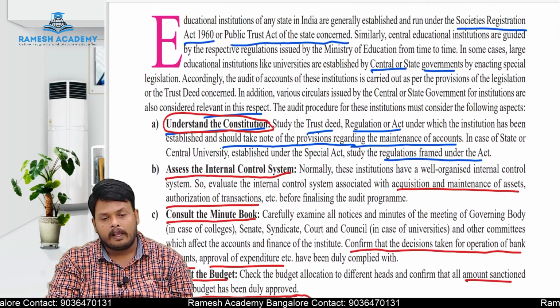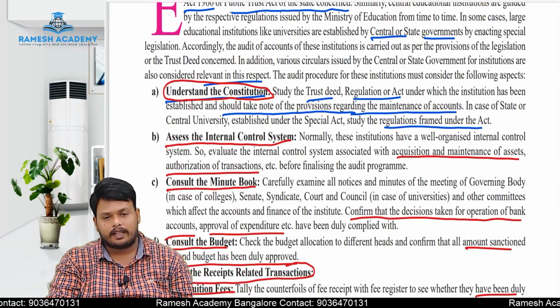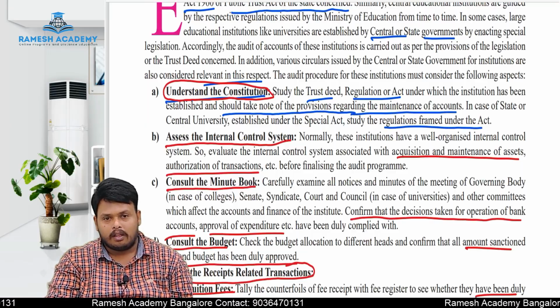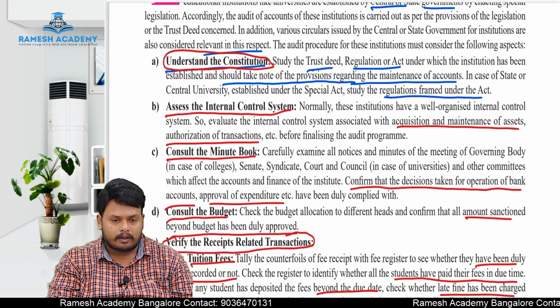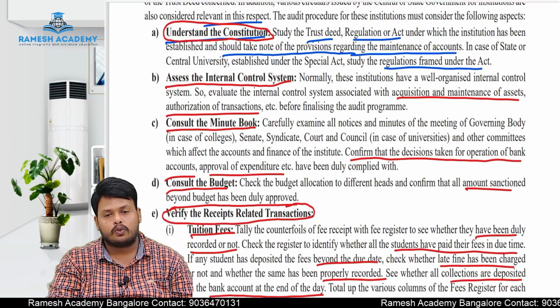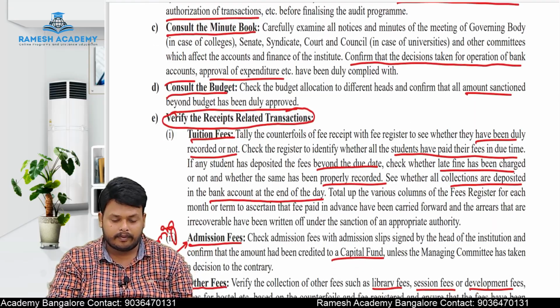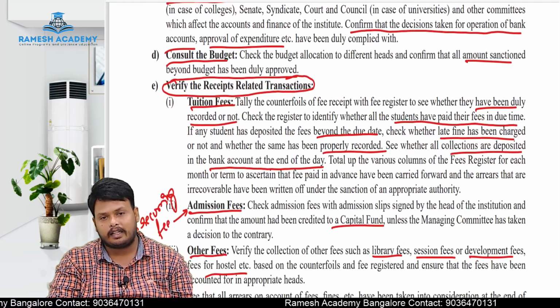Audit of education institution. Under the audit of education institution, the first thing is the auditor has to understand the constitution. Second is to assess the internal control system. Third, he has to check the minutes of meetings. Fourth is to consult the budget. Fifth is to verify the receipt related transactions.